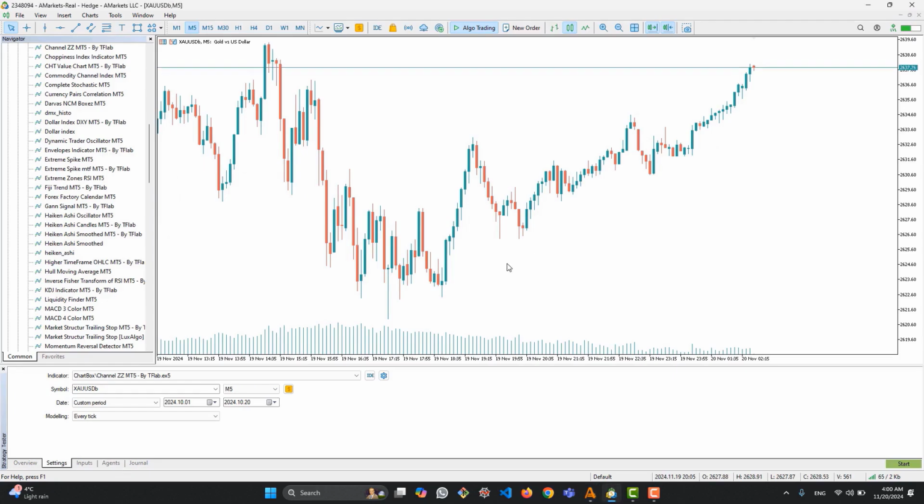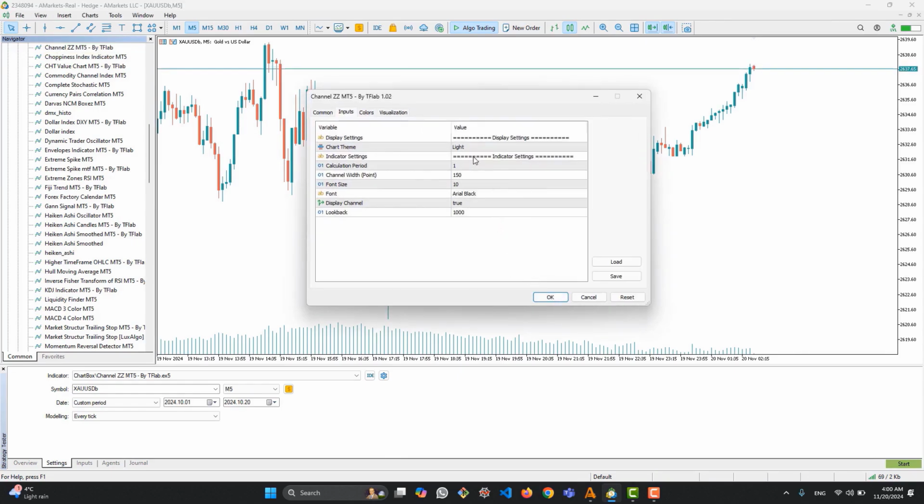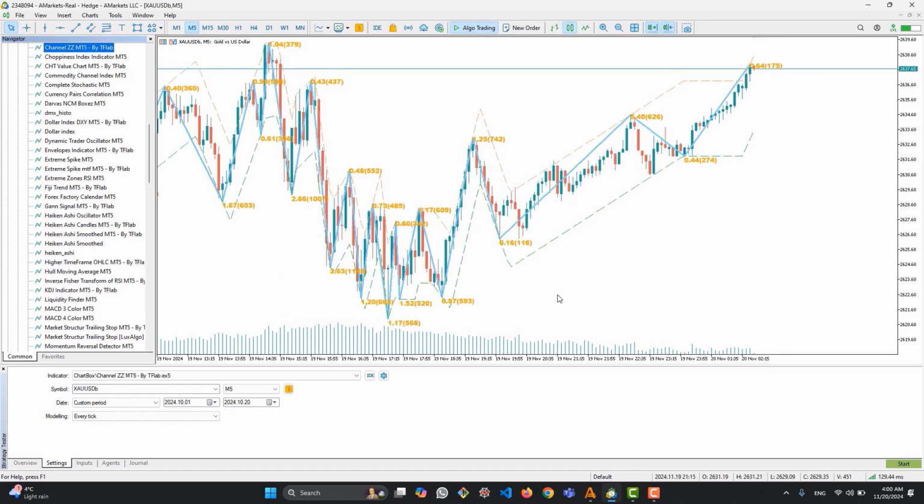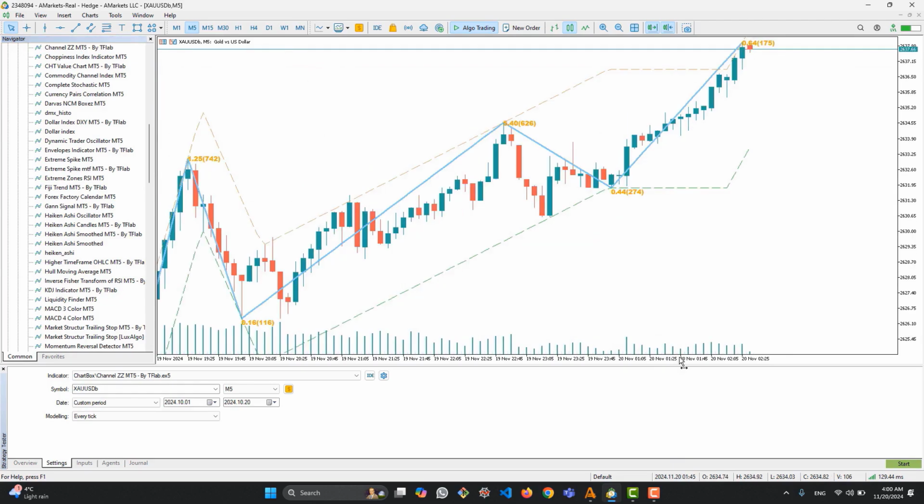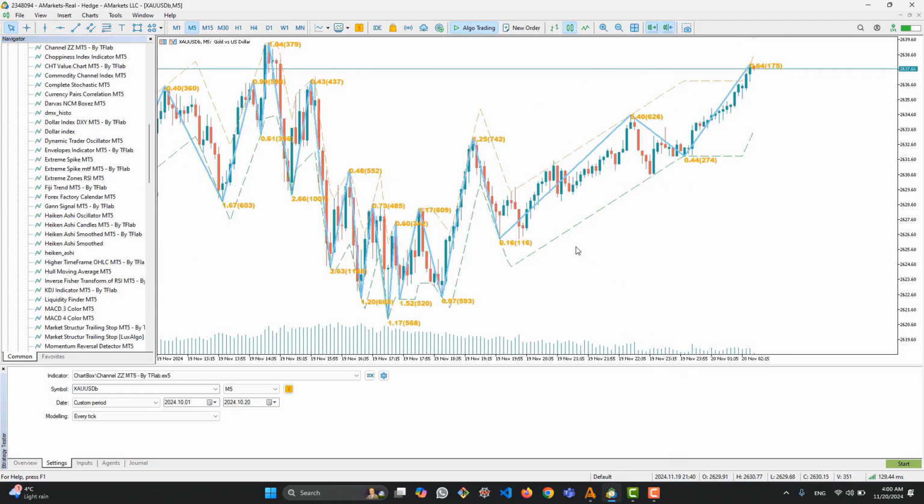You can also use the MT5 version of this indicator for MetaTrader 5. Let's see a live test of this indicator on the MetaTrader 5 platform.